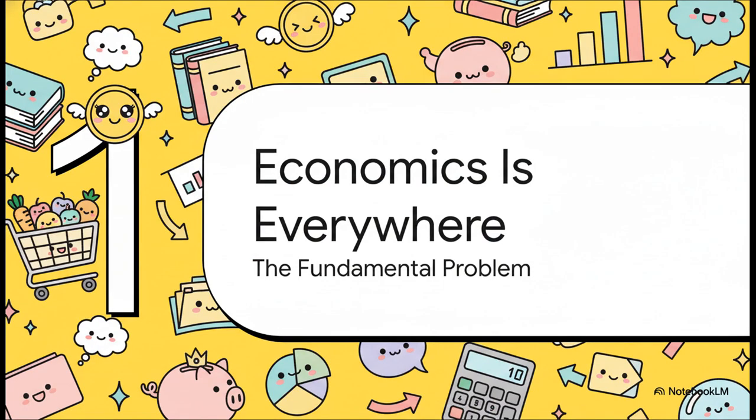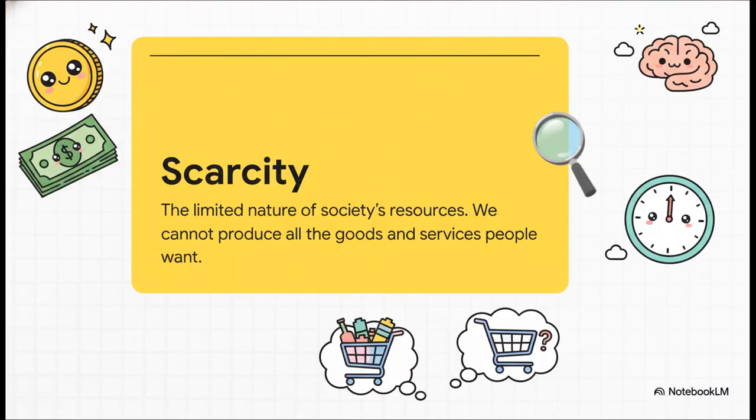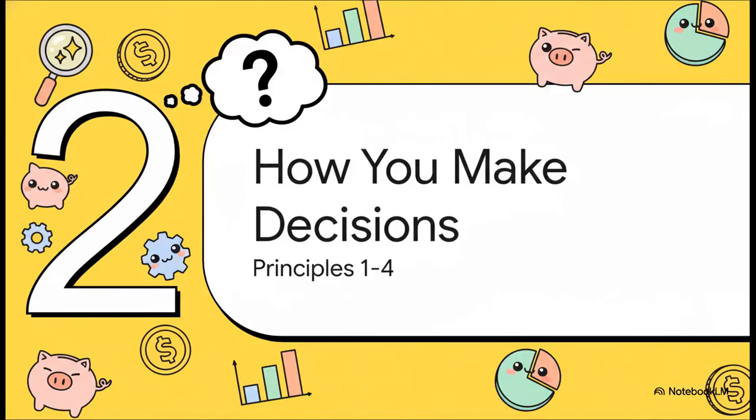First up, economics is everywhere, and it really all boils down to one single fundamental problem that every single one of us faces every single day. And that big fundamental problem? It's a concept called scarcity. To put it simply, we live in a world with limited resources, which means we just can't have everything we want. Time is scarce, money is scarce, even our attention is scarce. And because of scarcity, we're all forced to make choices. This one idea is the engine that gets all of economics going. Okay, so if we're all forced to make choices, how do we actually do that? Let's get into the first set of principles which explain how you, as an individual, make decisions.